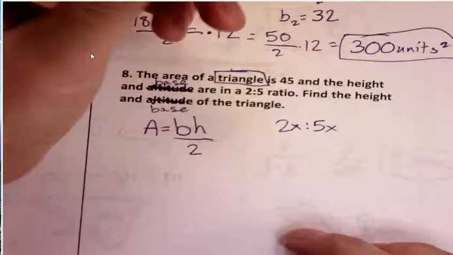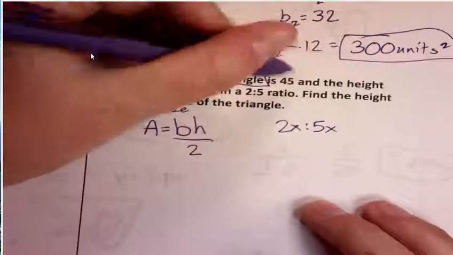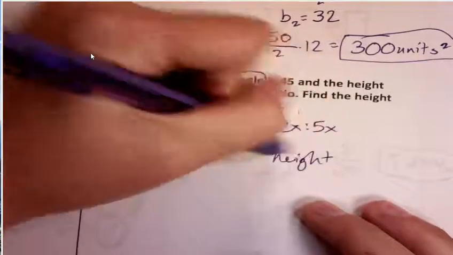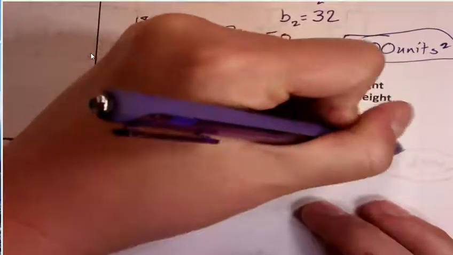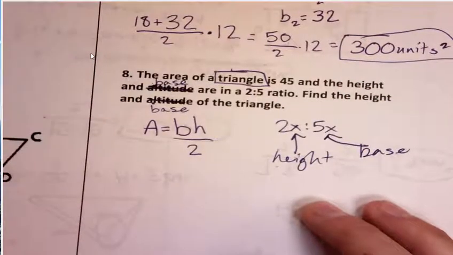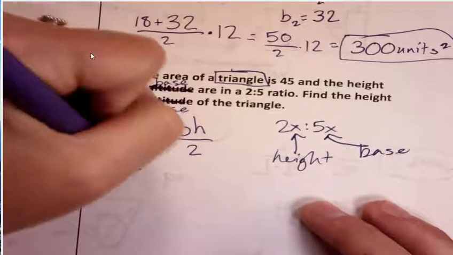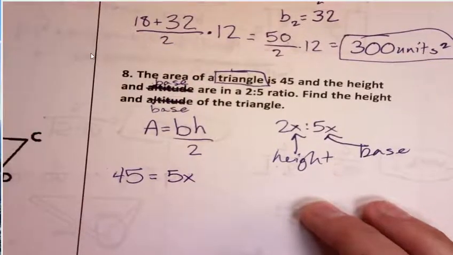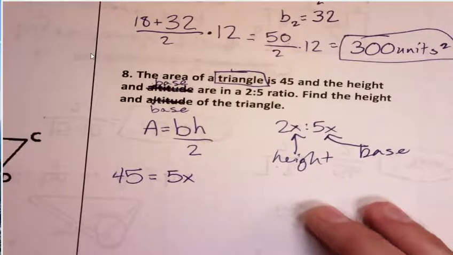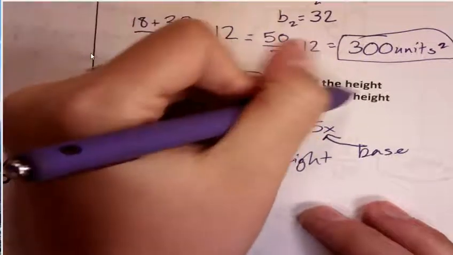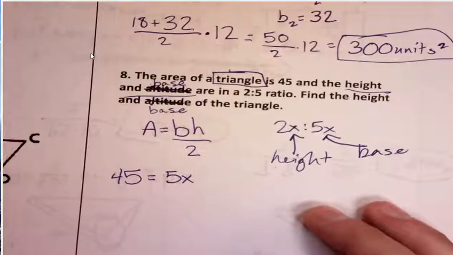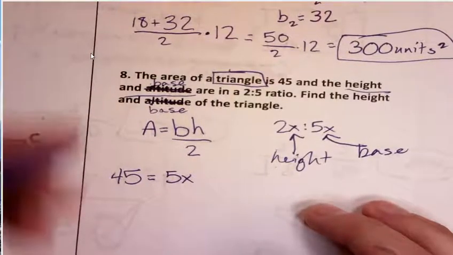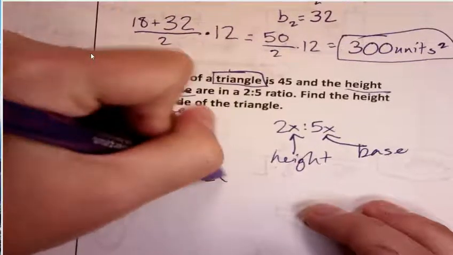There's actually 2 of these problems in the homework. So we've got the height and the base. This is the height. This is the base, right there. And the area is 45. So the base is 5x. How did I know that the base was 5x and not 2x? Because it says height to base. I just want to point that out so you know which one is which, because you can get the problem wrong if you don't know that.